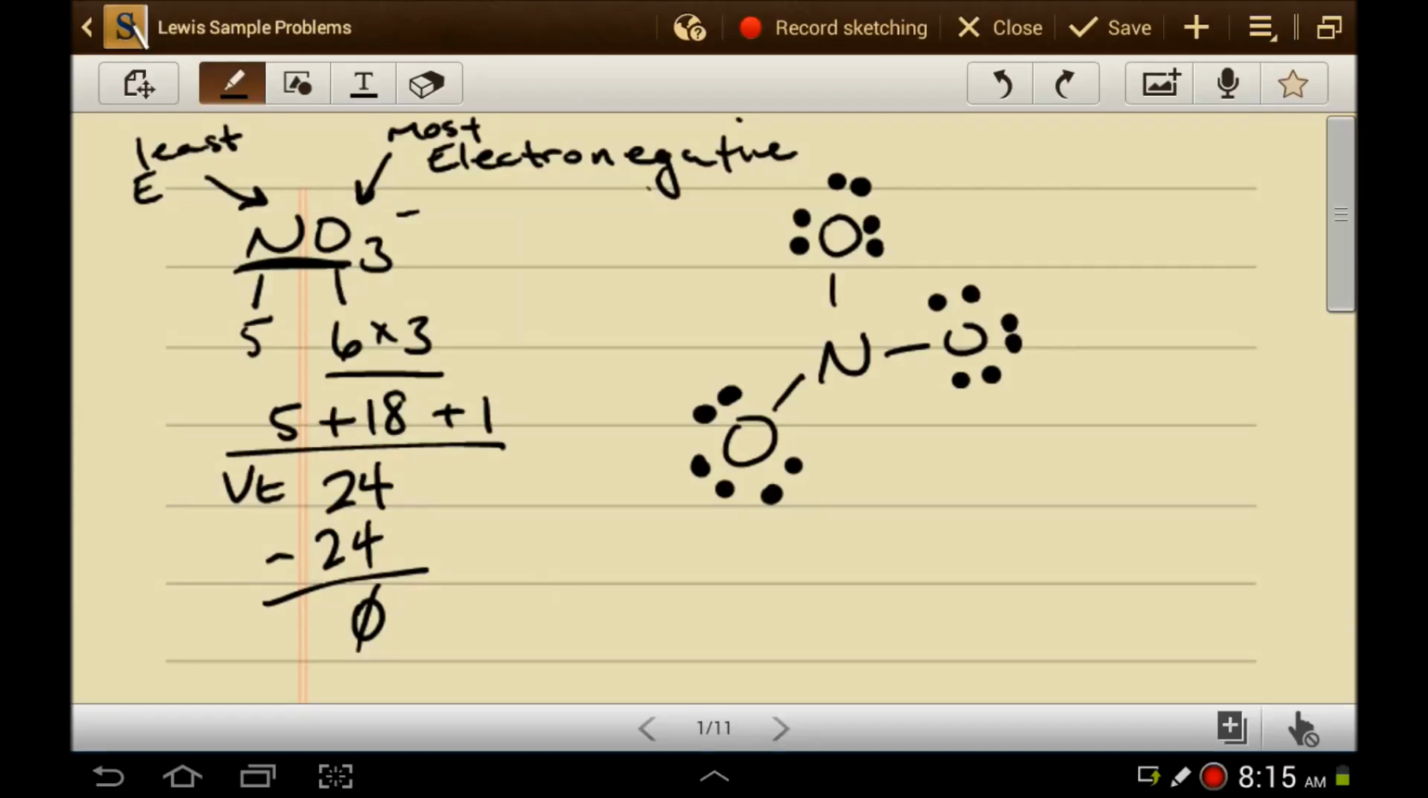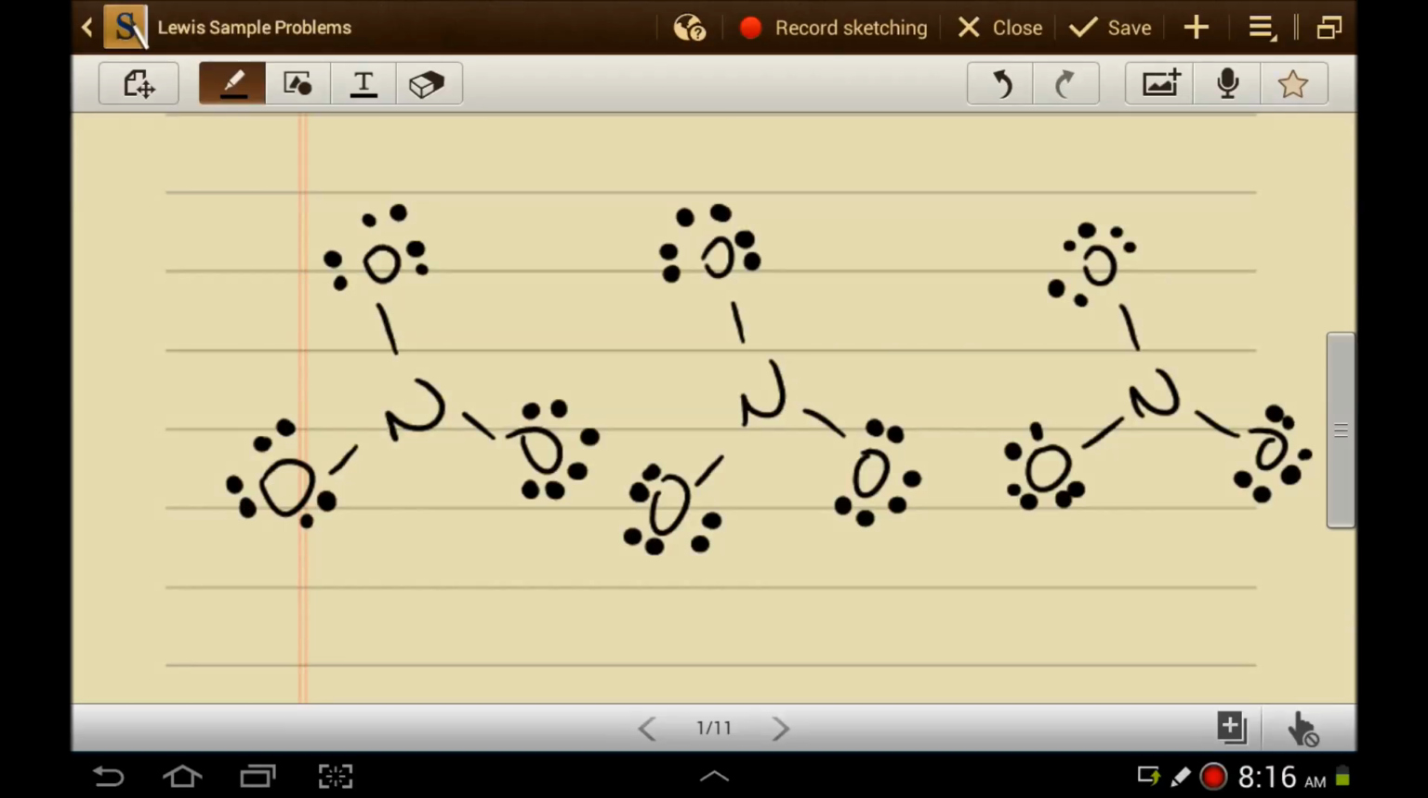A resonance structure shows all of the possible locations a double bond can be. So, I could give the double bond to this oxygen up top. That is a possibility. Or I could give the double bond to this oxygen down in the lower right corner. That is a possibility. Or I could give the double bond to this oxygen down here in the lower left corner. That is a possibility. So all of these three options are possible.